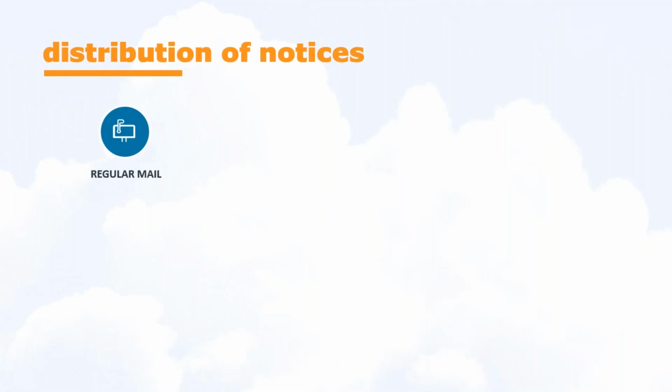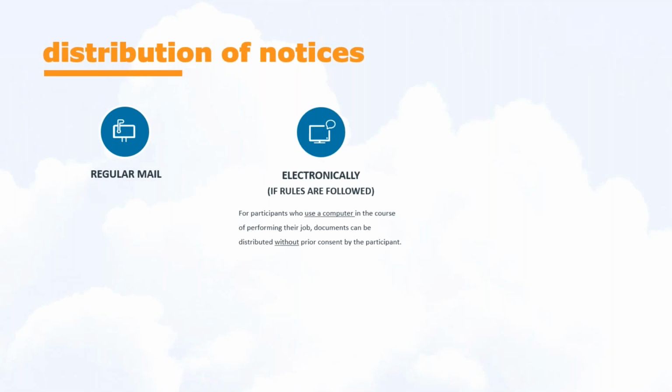Okay, let's talk about how you can distribute these notices. That was a mouthful, wasn't it? Lots and lots of notices. But how can you distribute these notices? You can do it by regular mail, and you can do it electronically if you follow the rules. So if the majority of the employees in your company use a computer in the course of performing their job, then the documents can be distributed to them electronically without prior consent by the participant.